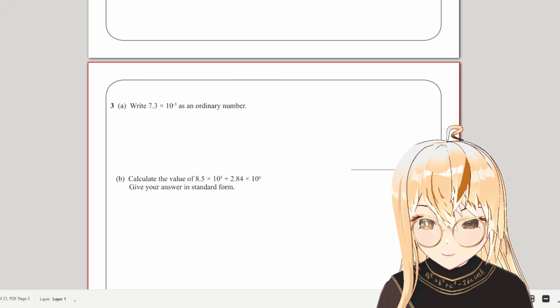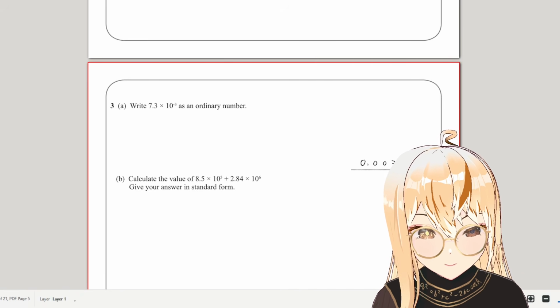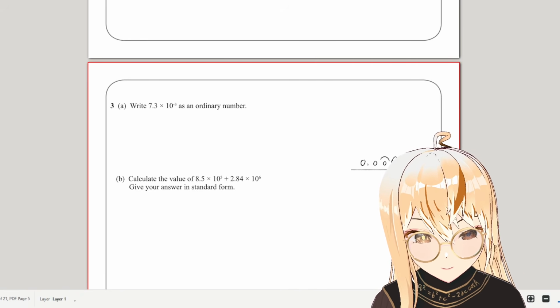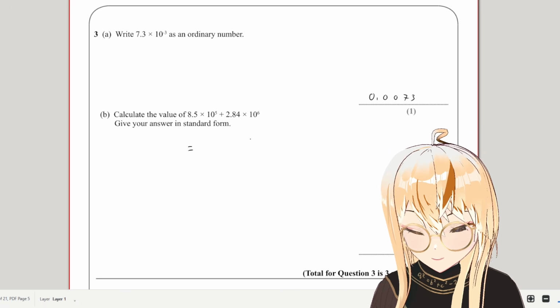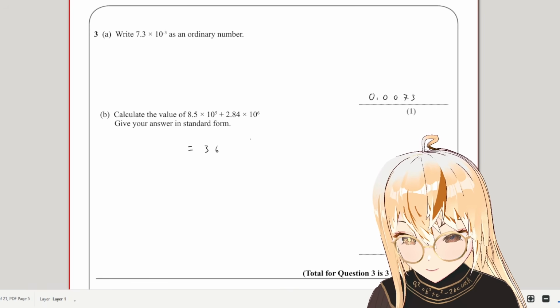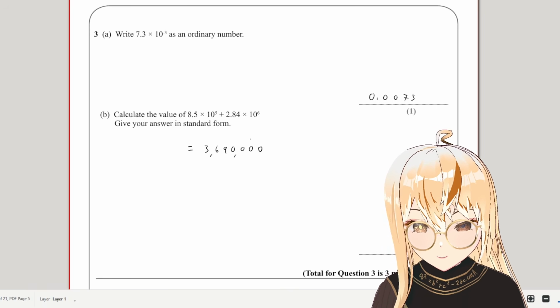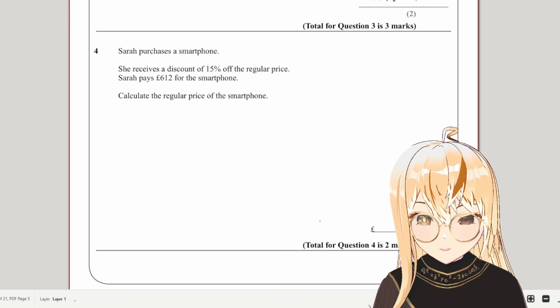So this is our standard form number. Simple, just write it out. You can jump 1, 2, 3, and that's right. And putting that into my calculator gives me 3,690,000, which is equivalent to this in standard form.